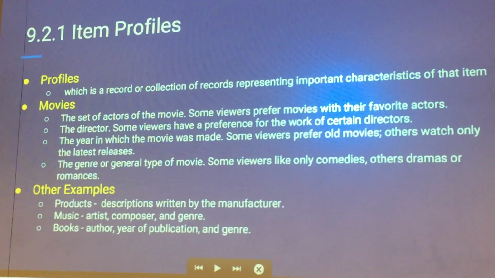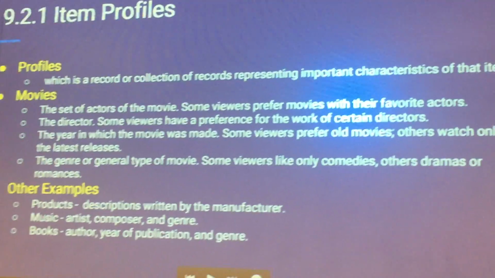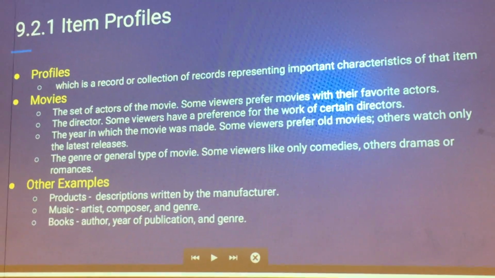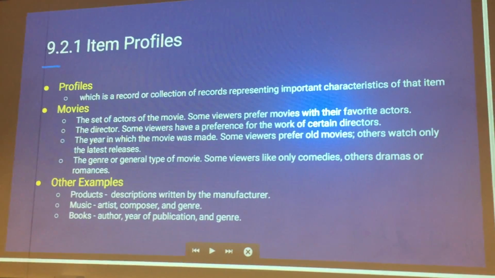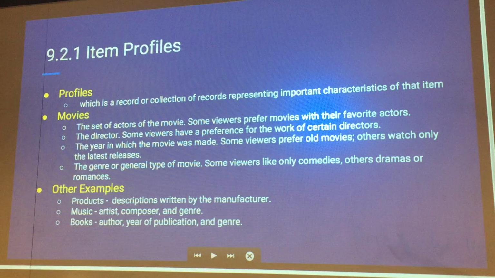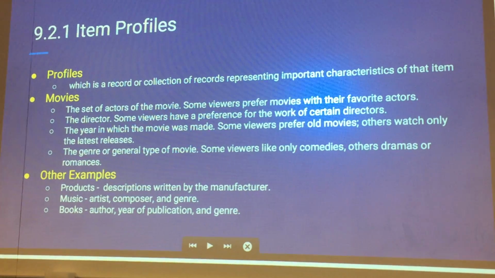Important characteristics of that item. So for example, with movies, you could have a set of actors in the movies, and you would recommend based on certain actors that certain people prefer. The director, some people prefer a certain director, so you can recommend movies with that particular director.